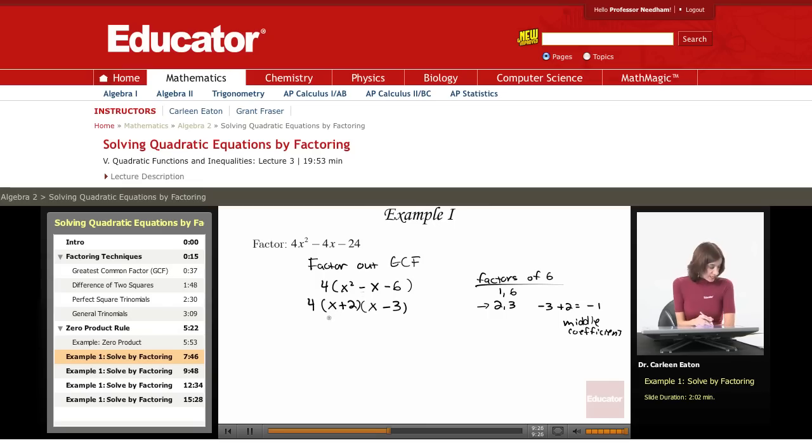And I can always check that by using FOIL to go back and multiply these out, and then I would have to multiply the 4 back into it. But this is factored, so I first factored out the GCF, and then I saw I can take it farther because this is not factored all the way. It's a general trinomial that factors into x plus 2, x minus 3 times that greatest common factor of 4.